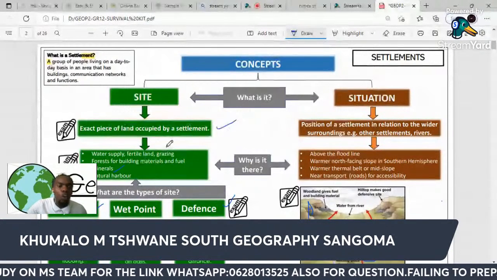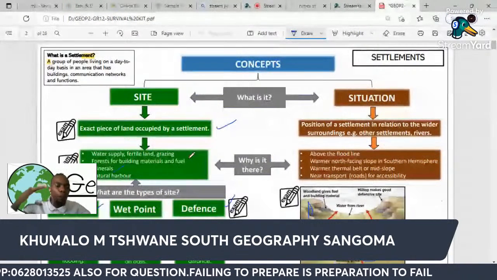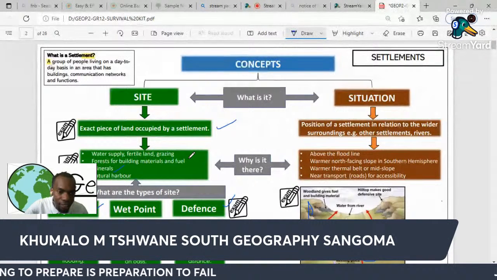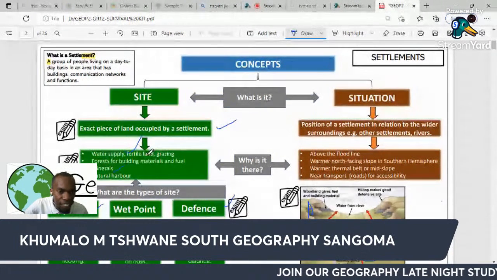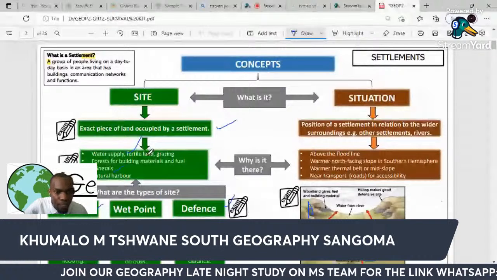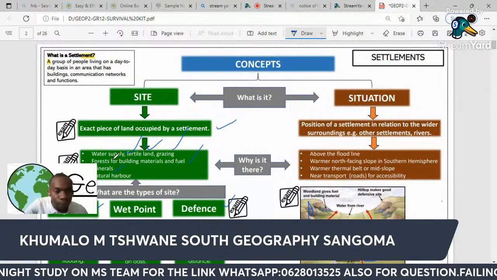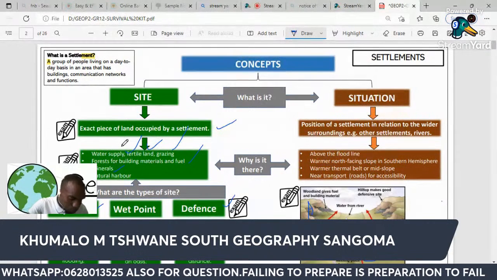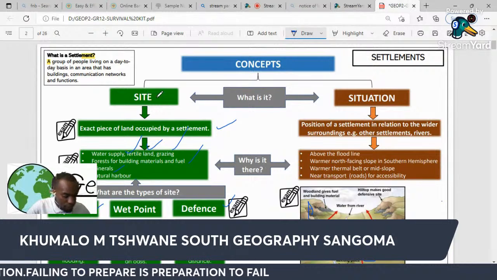And then we come to the factors that affect the choice of site. Why do people choose to be situated there? These are the reasons: because of the supply of water, fertile land, grazing, forest for building materials, and fuel. Also, they look at whether minerals are available there. Those are the factors that affect site.